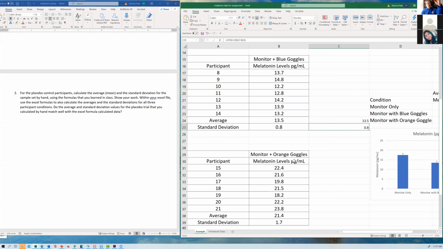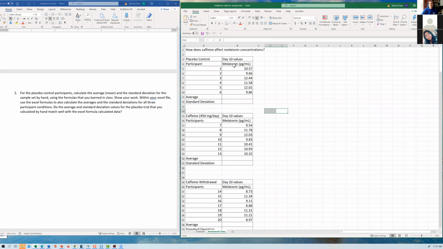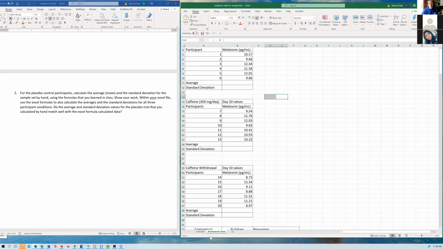So we walked through the standard deviation, how to do that by hand in the lecture today. So you've got that lecture slide that's posted. You can follow that for doing that by hand for the placebo trial on your homework data. So you'll need to do that by hand for this data here, and then you can check your work by using the Excel functions to do the average and the standard deviation in your tables. Okay, so you'll need to do that for your homework, right?